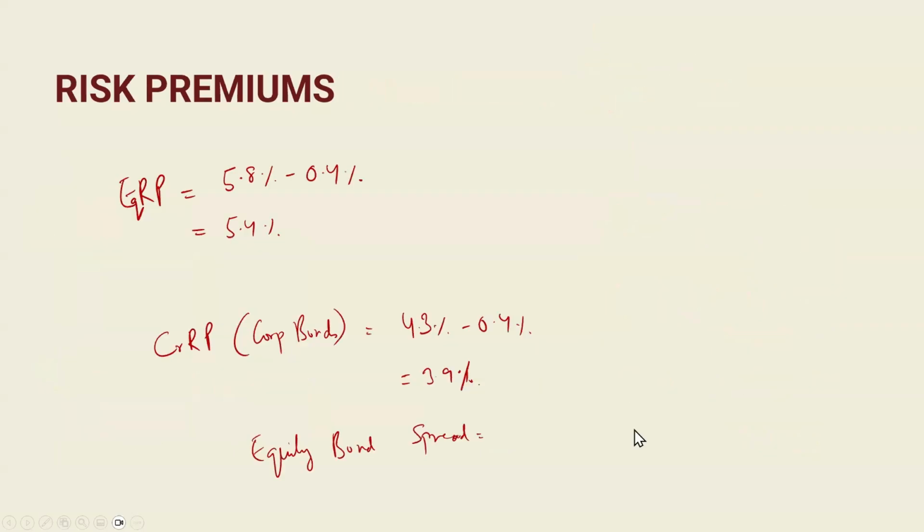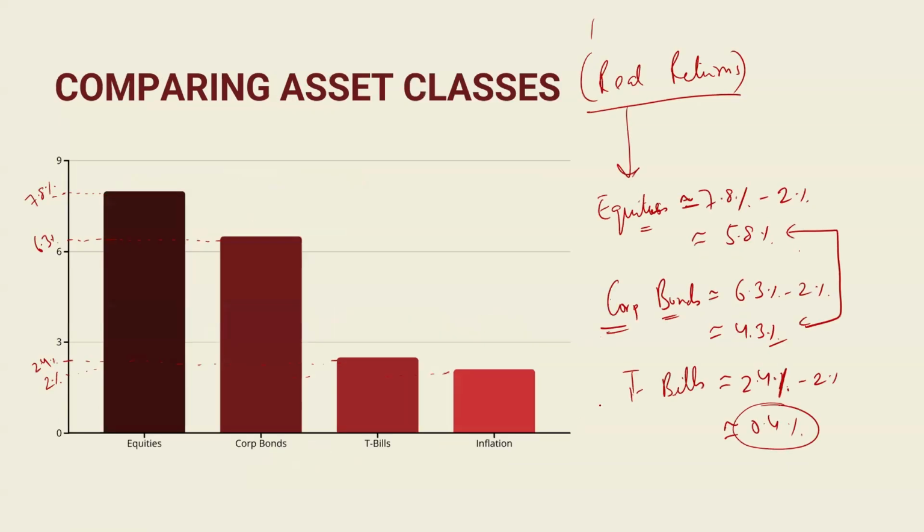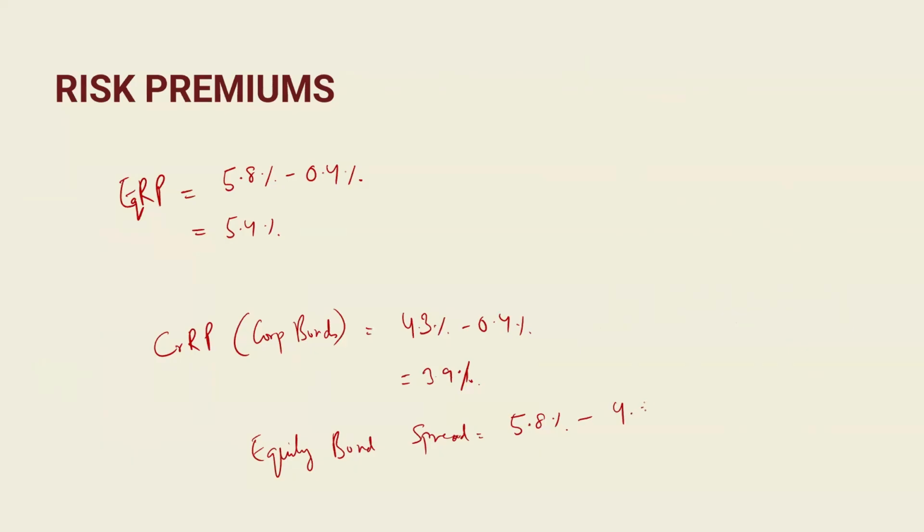So can you tell me what is the equity bond spread? Equity real return is 5.8%. Bond real return is 4.3%. What is the equity bond spread? Correct, 1.5%. So it means that even for a single company, if you want to invest in the company's bonds, and this is an average, guys. I'm just taking an example of a single company just to make things simple. This is an average of the equity market and the bond market, the data which is given to us.